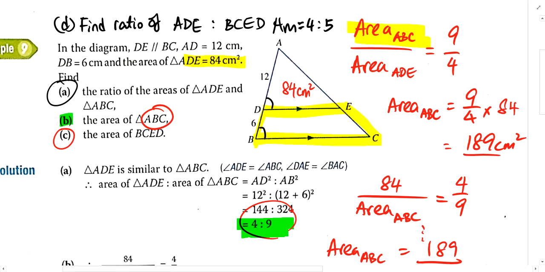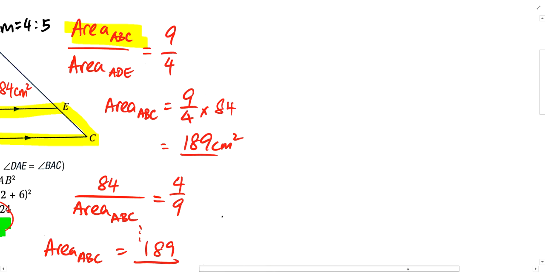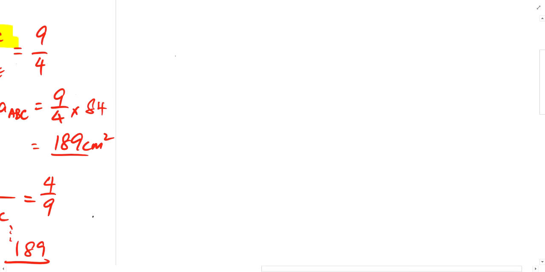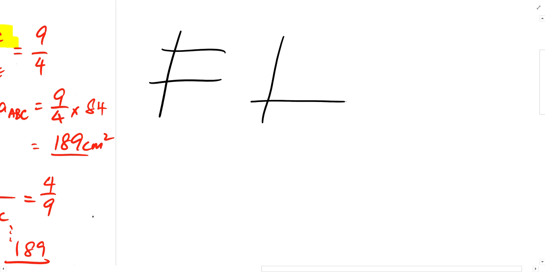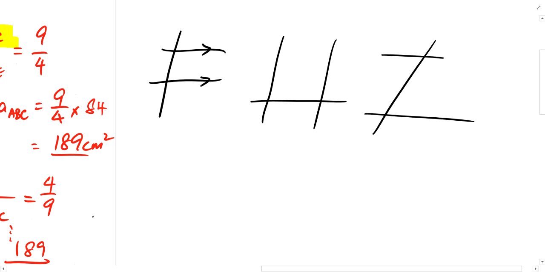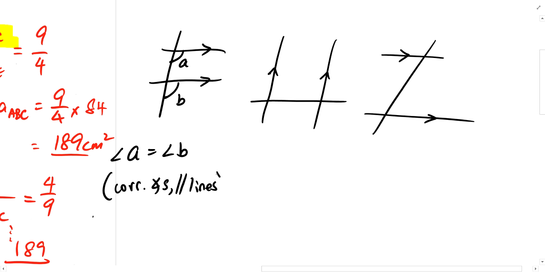I give you something to help you remember. Here I've got parallel lines. In this one, angles A and B. What is the relationship between angle A and B? Equal. Angle A equals angle B. What is the reason? Corresponding angles, parallel lines.